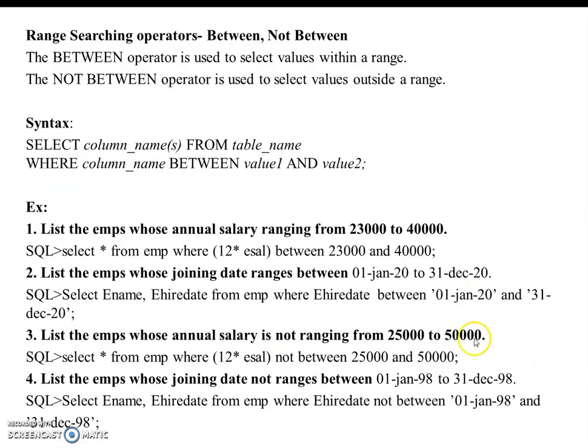Next we will have range searching operators. Range searching operators take the input as value 1 and value 2 and find the records within that range. If we are finding the records within value 1 and value 2, it is termed the BETWEEN operator. So we are selecting a particular range, including the range, which is termed BETWEEN. If we are excluding the range, that is, not taking the values between the range, it is called the NOT BETWEEN operator.